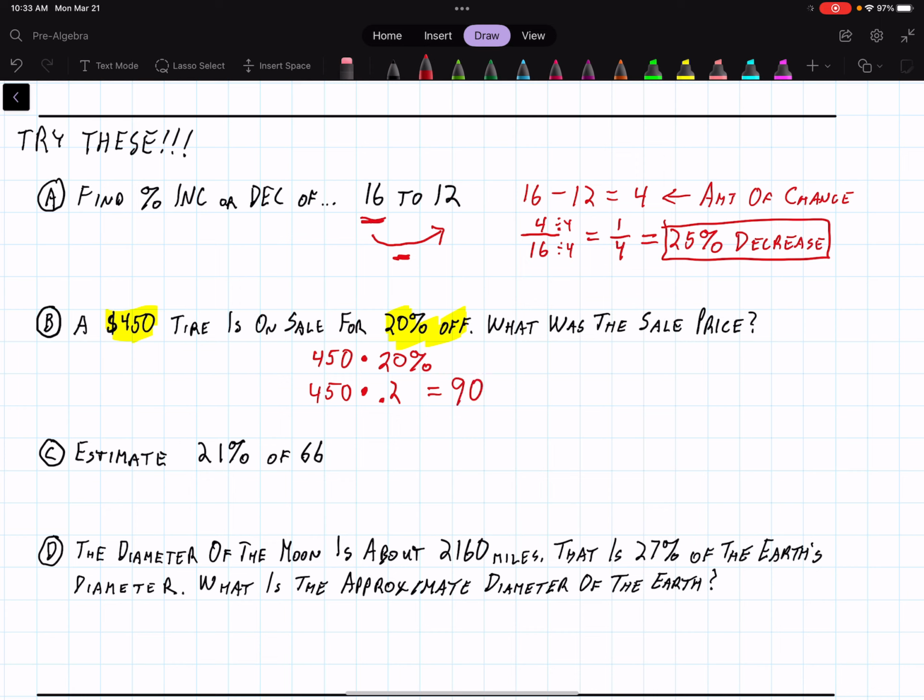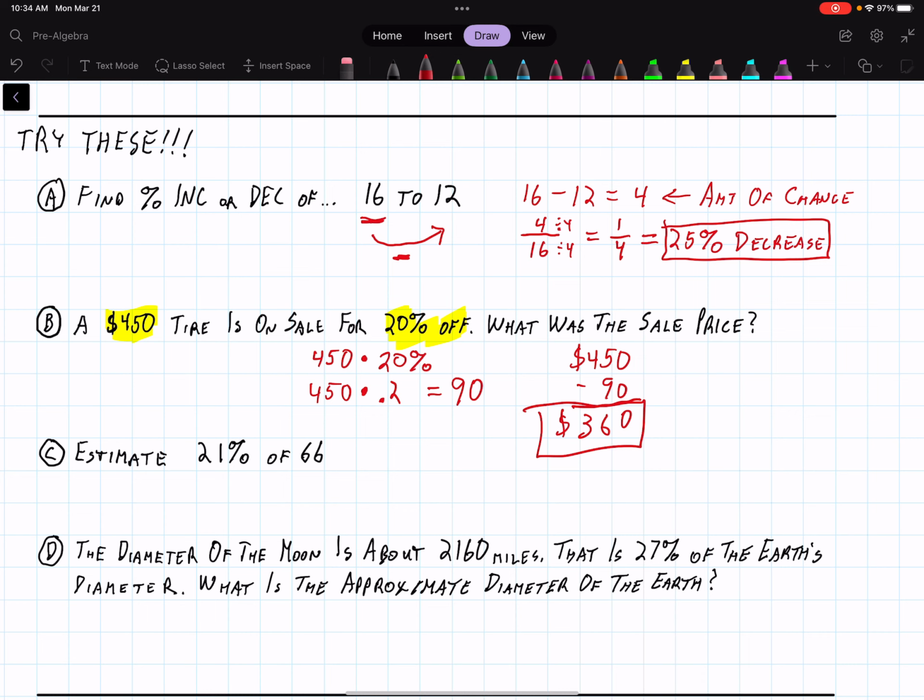$90. So now to find out the sale price, we have to take that 450 original price and subtract the 90, which is our amount of our reduction. And when we do that, we end up with $360. So the sale price of our tire is $360.